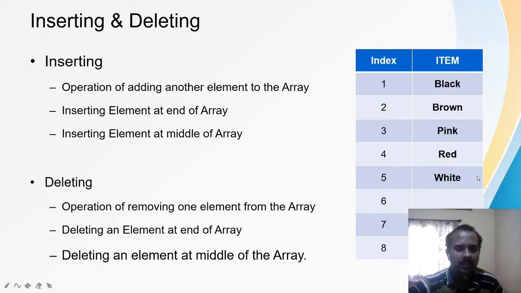White got erased, right? Item is equal to LA of k, n is equal to n minus 1. But what about deleting the middle of the array? For example, let us consider the location as 3. Let me make item is equal to LA of k. Okay, so that means pink came to the item.